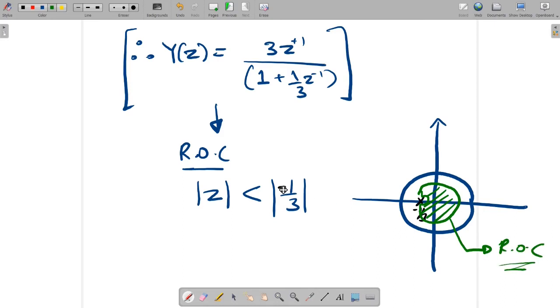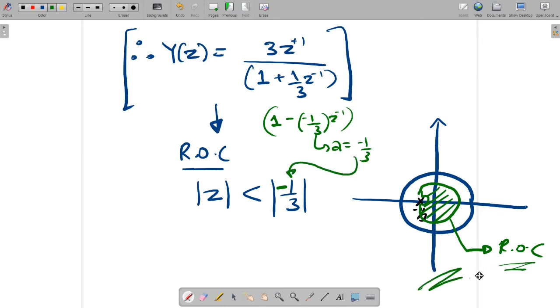I hope you understand why minus, because it is 1 minus 1 by 3 z inverse. So, A over here is minus 1 by 3. That is why you have written minus 1 by 3 over here. Right? This is the ROC for sum number 3. So, this is your Z transform answer, and this over here is your ROC answer.